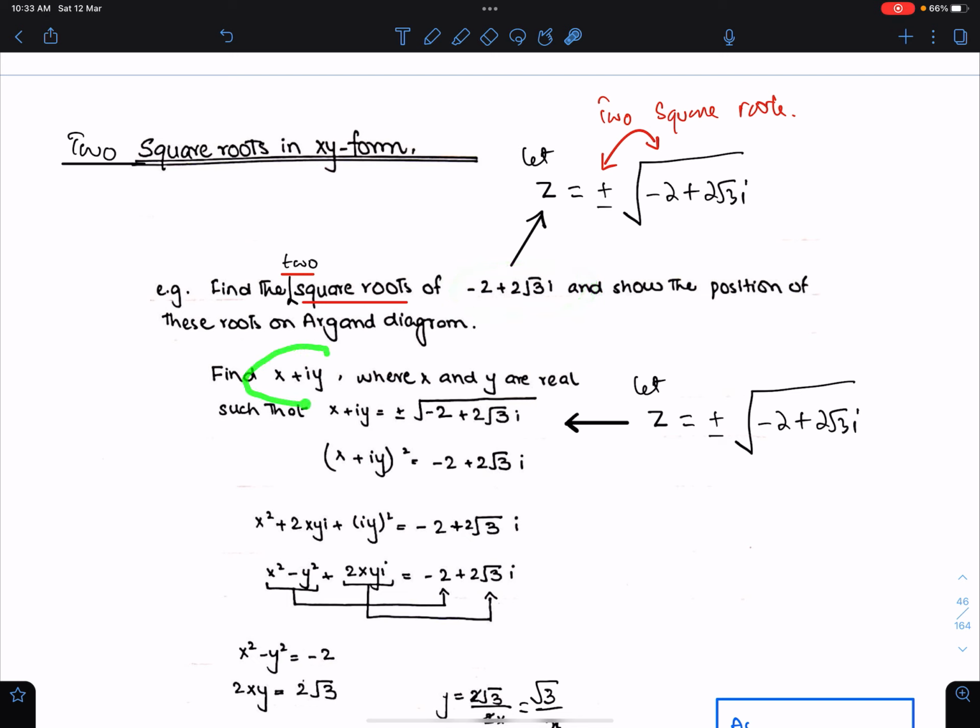And to find x plus iy, we need to suppose this as z. z is equal to plus minus under root of -2 plus 2 root 3i. Since the question is find the two square roots, that is why we have root here and plus minus here. Now to find x plus iy, we need to replace z by x plus iy. So by replacing z by x plus iy into this equation, we have this equation.